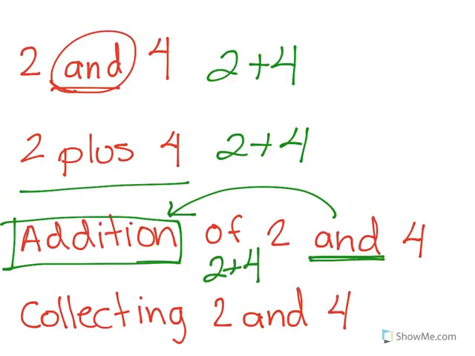We also have collecting 2 and 4. Collecting means that you are putting together. So if you are putting together two values, you are adding them. So it's 2 plus 4 again.